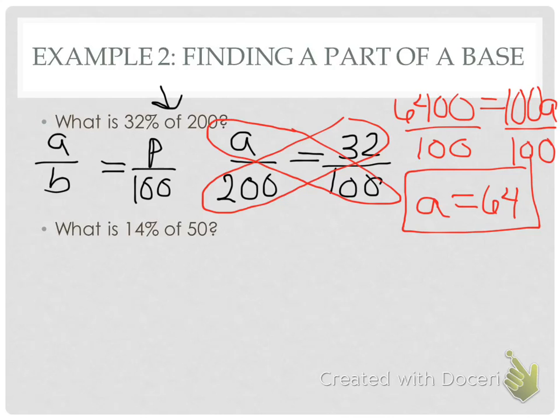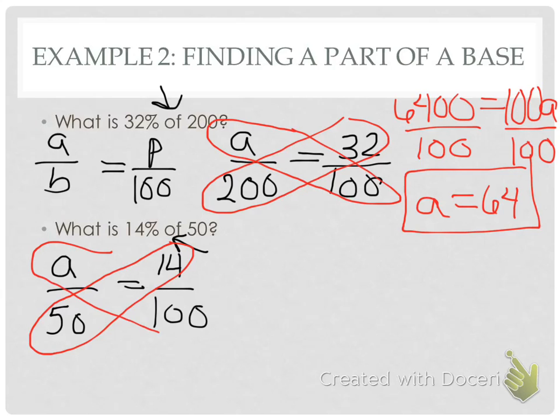Okay, so now let's set up our proportion. It says, what is 14% of 50? So let's plug in what we know. We know the 14% out of 100. Anytime it gives us a percentage, plug it in for P in the formula. Then it says of 50. So I know that that's my base. Of is my keyword for my base. But I don't know the part. Now I can do cross products.